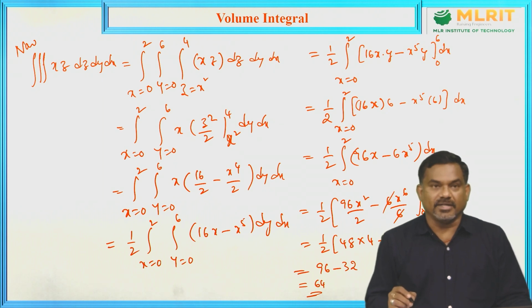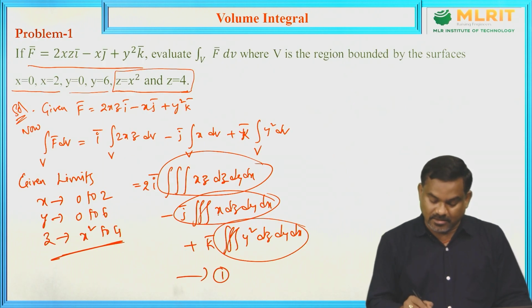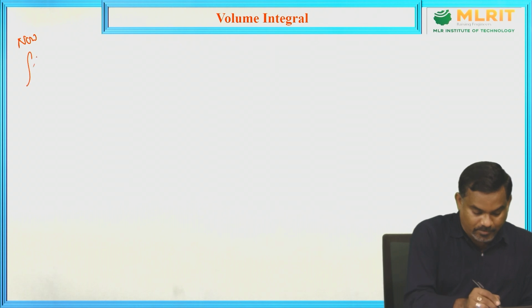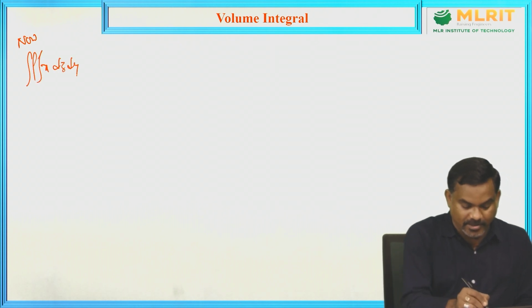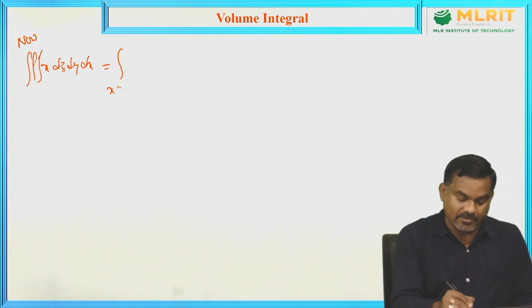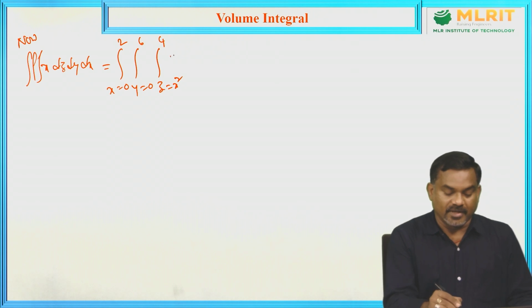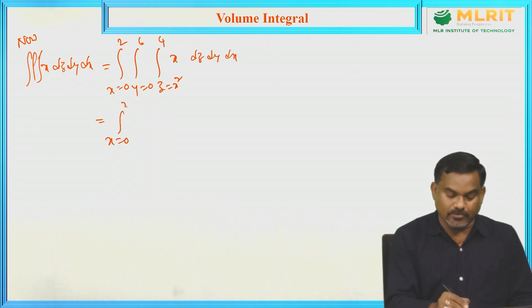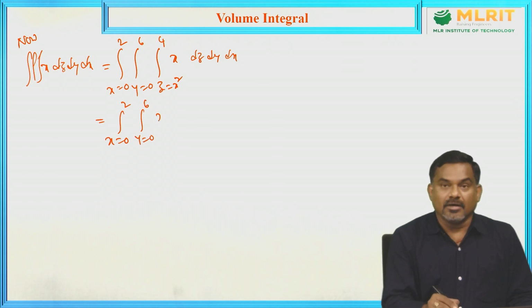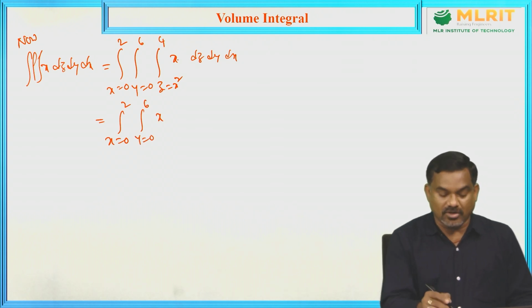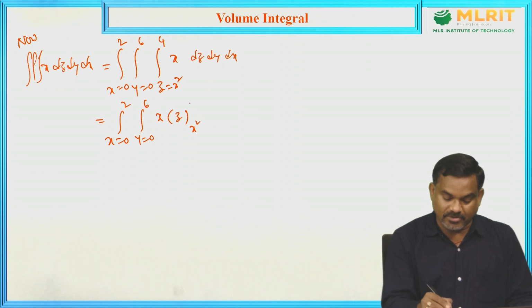Similarly, we need to find the second. So triple integral x dz dy dx, which is x from 0 to 2, y from 0 to 6, z from x square to 4, so these are the limits, x dz dy dx. So x from 0 to 2, y from 0 to 6, integral dz, since x is constant, integral dz is z from x square to 4. So the integral with respect to z is over.